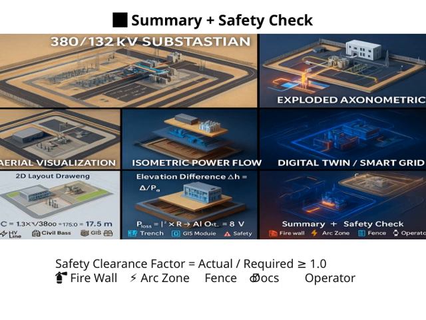Each of these plays a vital role in ensuring a safe operational environment. The fire wall acts as a barrier to prevent the spread of fire, protecting both personnel and equipment. The arc zone is the area where electrical arcs can occur, so maintaining proper clearances here is crucial. The fence helps control access, reducing risk of unauthorized entry. The documentation provides the necessary guidelines and safety procedures, and the operator is the person responsible for maintaining all these safety measures.